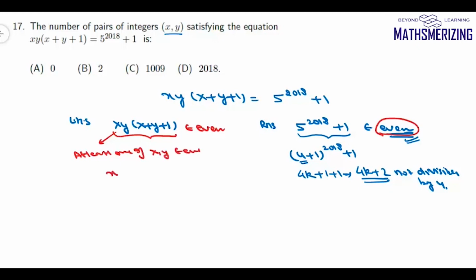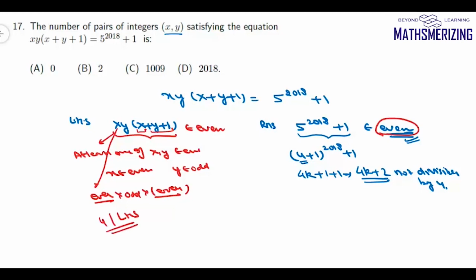So suppose x is even, y is odd. Now if x is even and y is odd, then the other factor, odd plus 1, is also even. So this number will also be an even number. So it is even into even, which means the left hand side is divisible by 4. So 4 divides the left hand side.